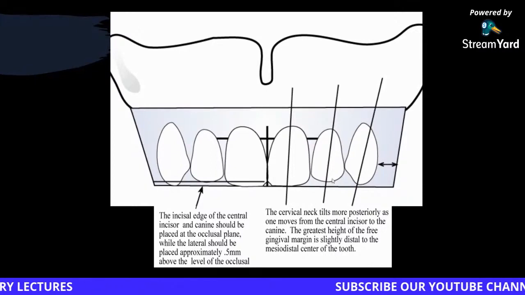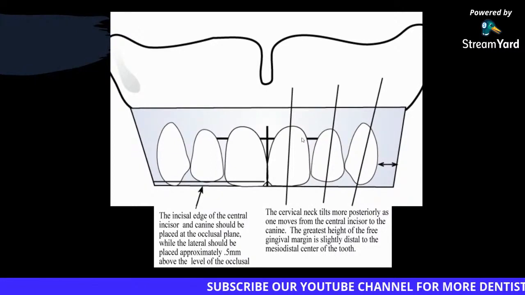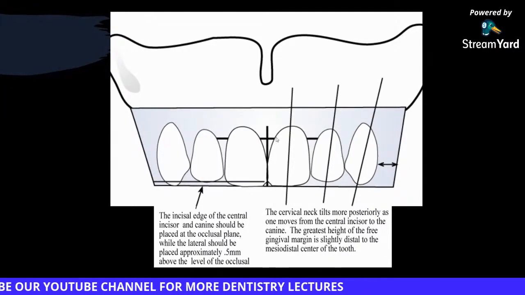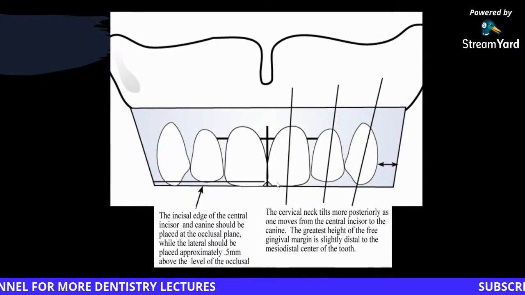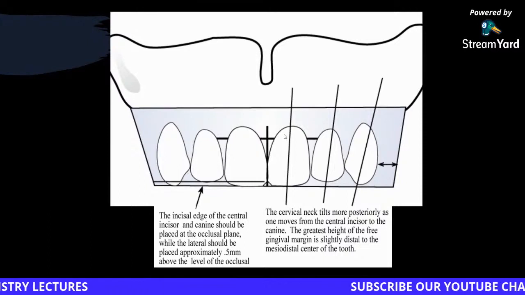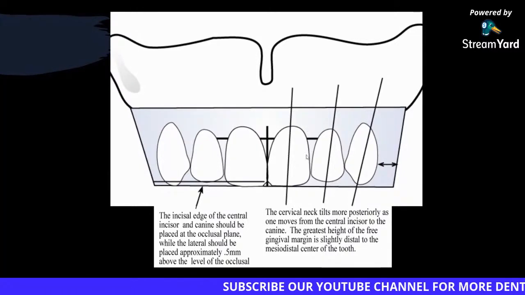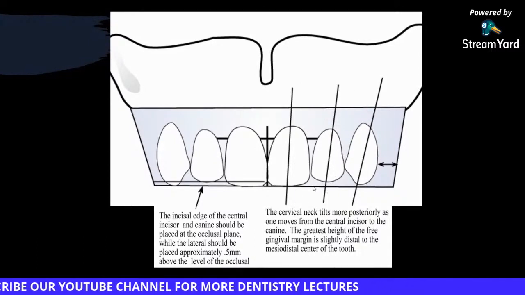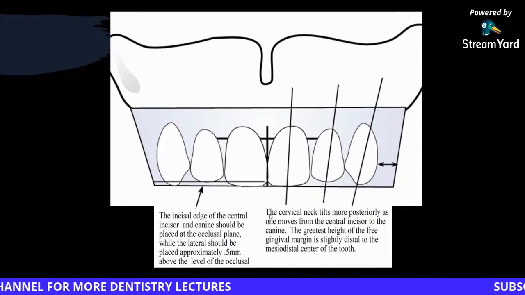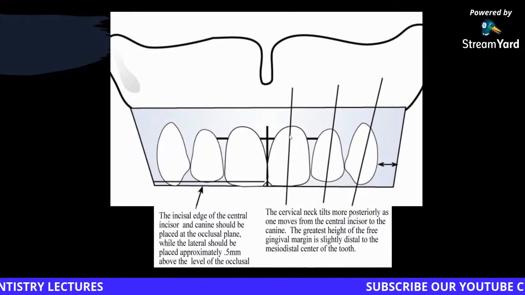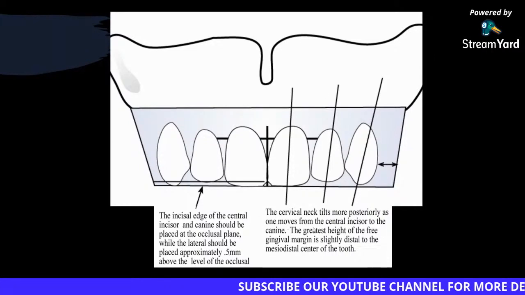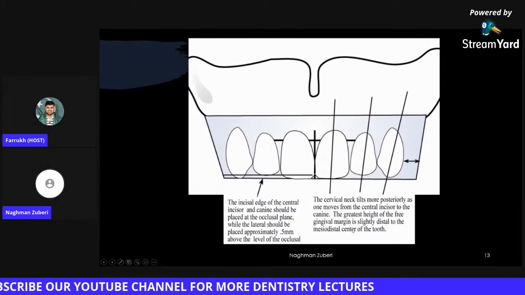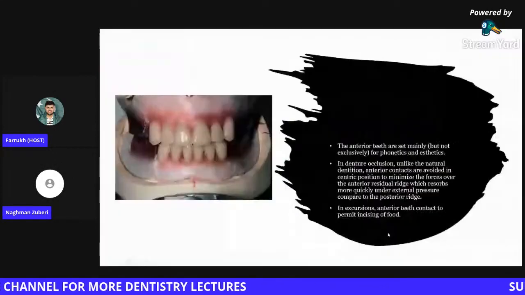If you remember, we have discussed the positioning of the anterior teeth in one of our lectures on occlusion, where I told you that the incisal edges are more mesial as compared to the cervical area, even in the natural dentition. And we maintain the same positioning in our artificial dentures as well. So the cervical neck tilts more posteriorly or distally at an angle as one moves from the central incisor to the canine. The greatest height of the free gingival margin is slightly distal to the mesiodistal center of the tooth.